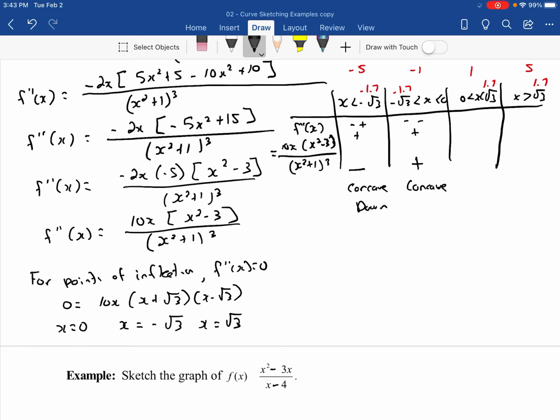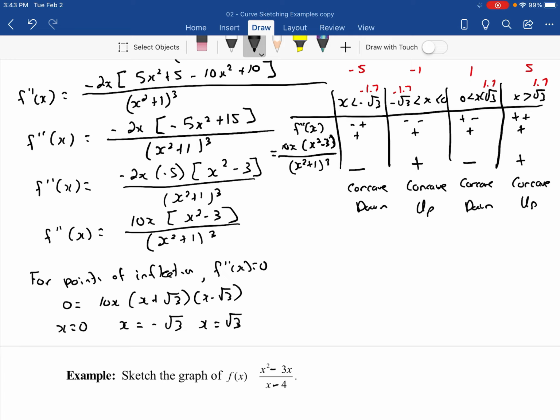Concave up. Between 0 and √3, I'm going to use a test value of 1. When I go 10 times 1, I get a positive. When I go 1 squared minus 3, I get a negative. And on the bottom, I get a positive. So that's negative, and I'm concave down again. And then x greater than √3, so I'm using like 5. 10 times 5 is a positive. 5 squared minus 3, that's a positive, and the bottom's always positive, so I get positive there.